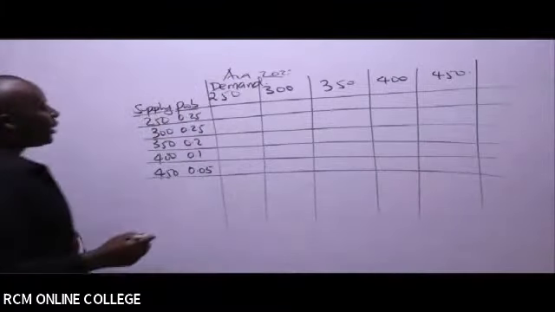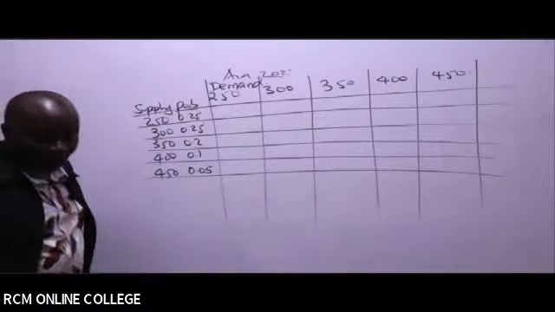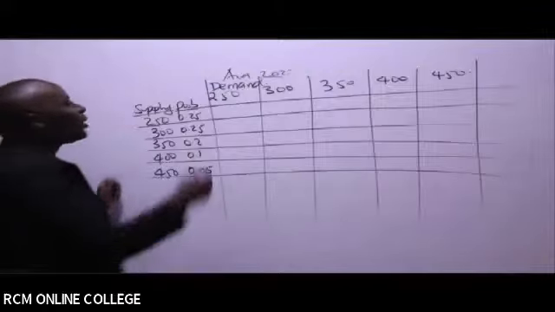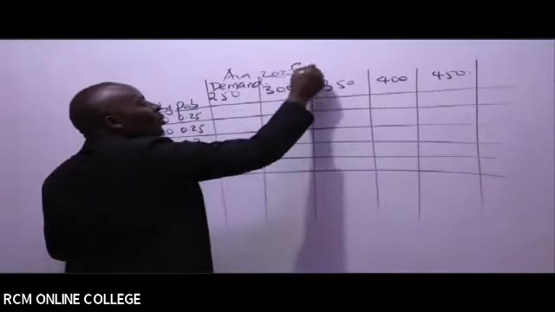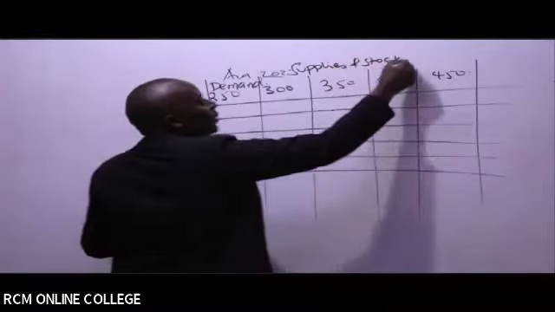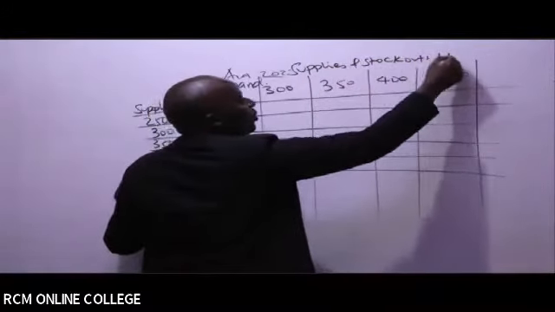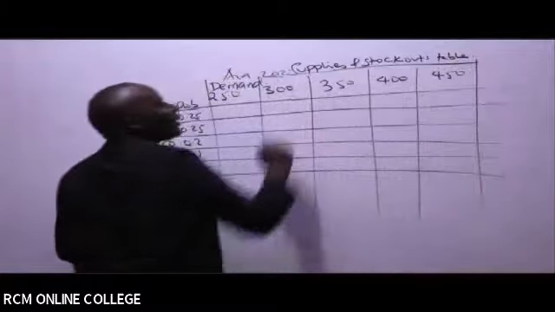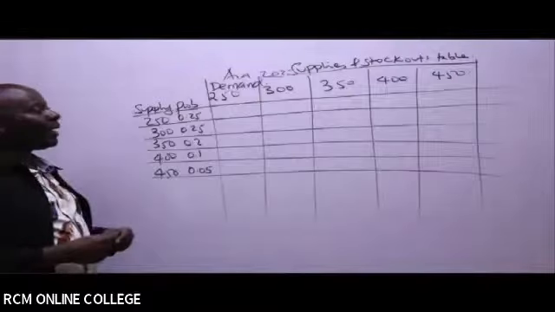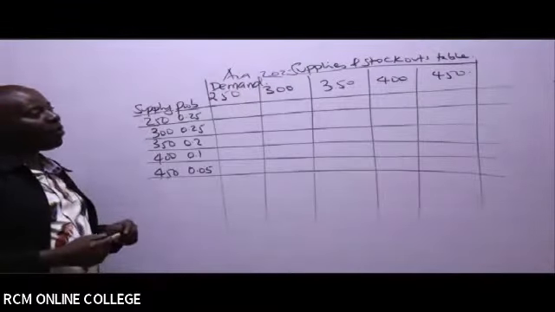Yeah. So then, ladies and gentlemen, the question will be very, very easy. Please listen, this is very, very easy. This is the supplies. We normally call it the supplies and the stock outs table. Please add this one. It is the supplies and the stock out table.